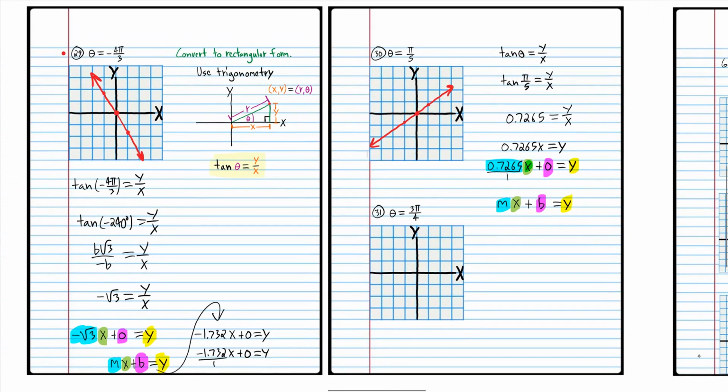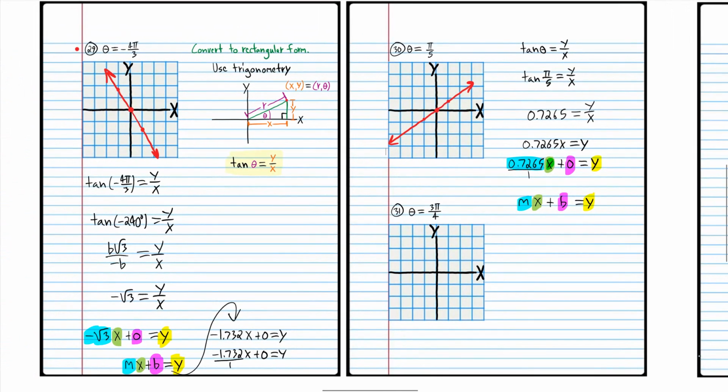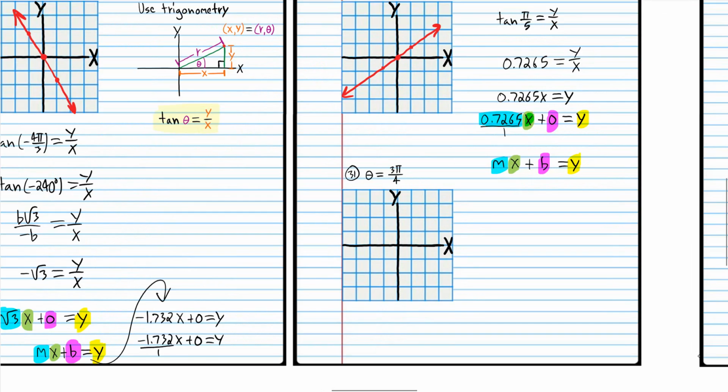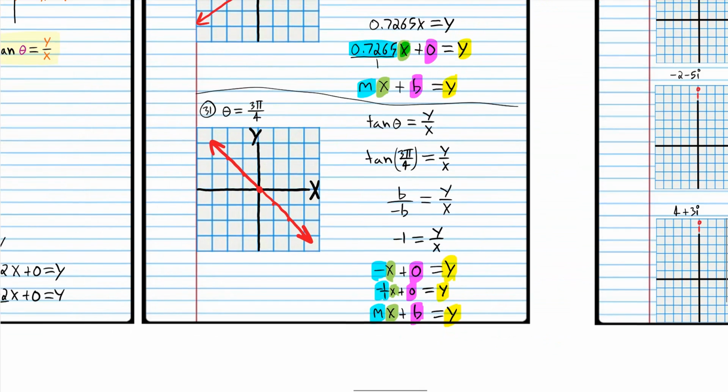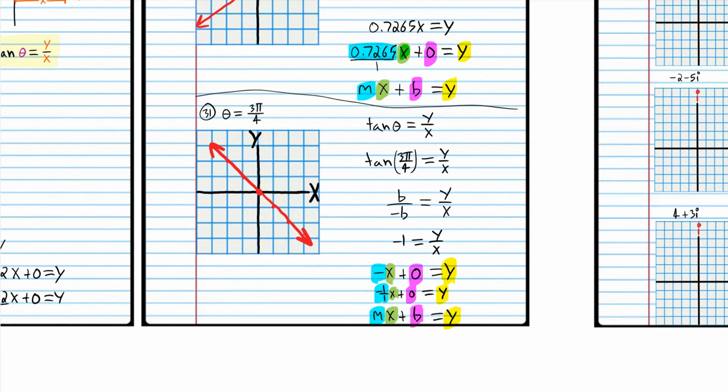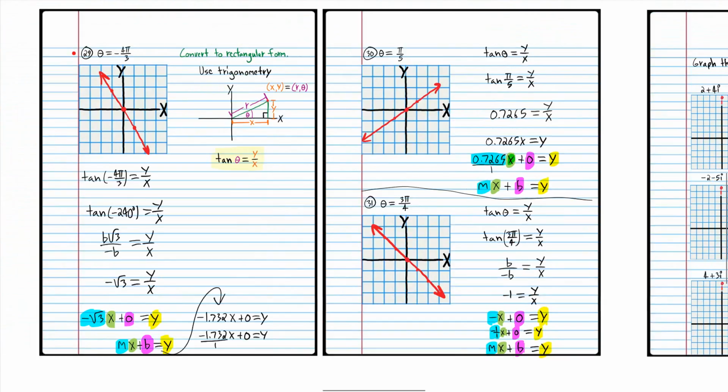So these are just a few examples of some of the equations that you may need to graph. So I want you to try number 31. 31 has a special angle. So try number 31. When you come back, we'll do it together. Okay, we're back. Again, this is all just review information here. So if you got that right, excellent.